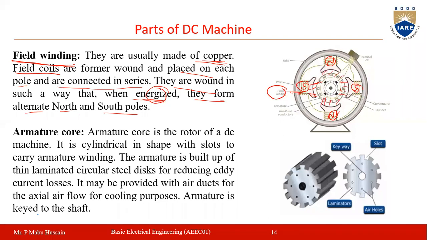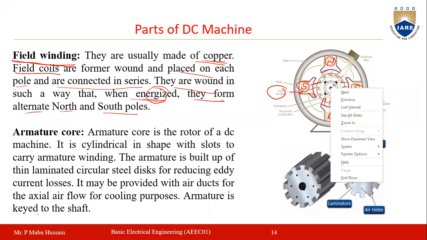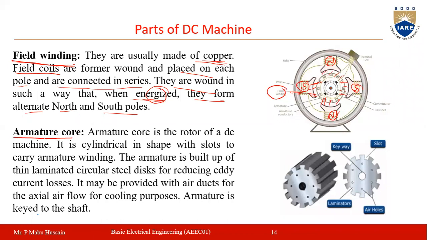Now here you have the armature core inside this air gap, on this shaft. So what is this armature core? Let us see. This armature core is also called the rotor of a DC machine. Rotor of a DC machine and armature core are both the same in case of a DC machine. This armature core will be in cylindrical shape, and it will have some slots on the periphery of the armature.